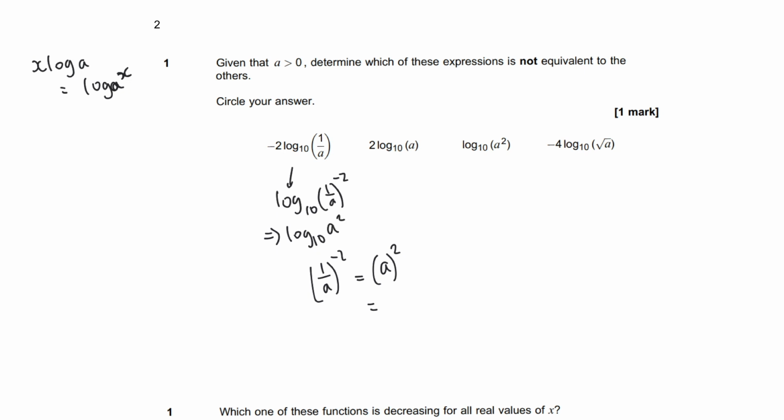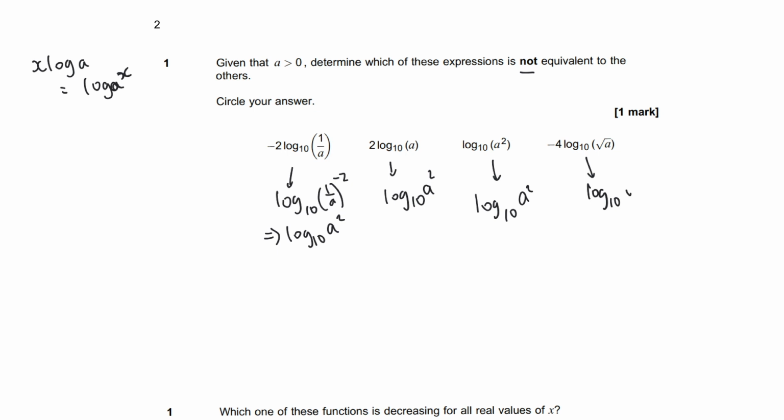Okay, and with the next one, another way of writing that based on that rule as well would just be log 10 a squared. And then this one is written as log 10 a squared. So them three are the same. So if we've already got three that we found the same, then we can pretty much assume that the last one is not the same. But I'm just going to solve that to prove why that is not the same as the others.